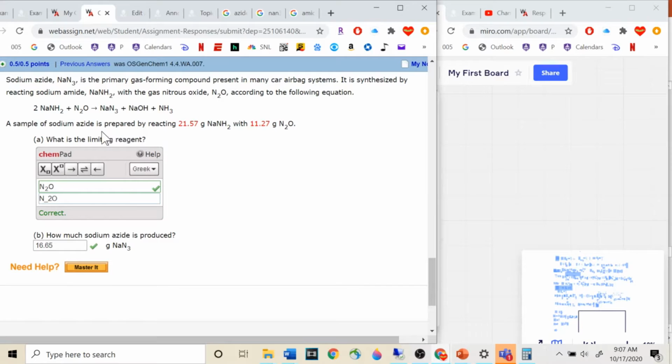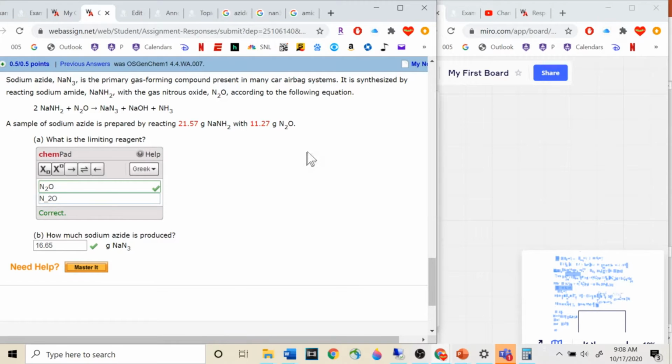In this question, we know 21.57 grams of sodium amide reacting with 11.27 grams of nitrous oxide, forming the desired product, sodium azide. So first we need to find out what is the limiting reactant.